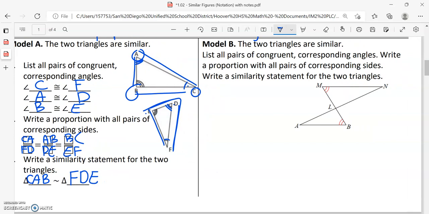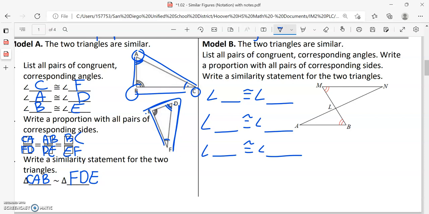Model B, the two triangles are similar. List all pairs of congruent corresponding angles. Write a proportion with all pairs of corresponding sides. Write a similarity statement for the two triangles. So we're going to do everything we did in Model A, just again over here, but we have to write all this stuff. We don't have the template set up for you. So we'll have angle something, congruent to angle something, and same thing again, and one last time.